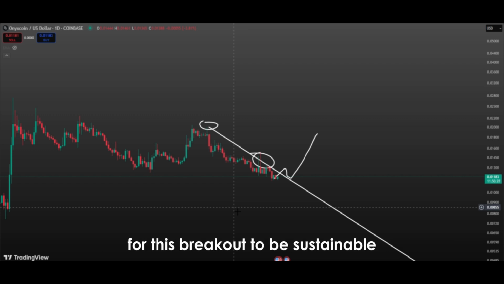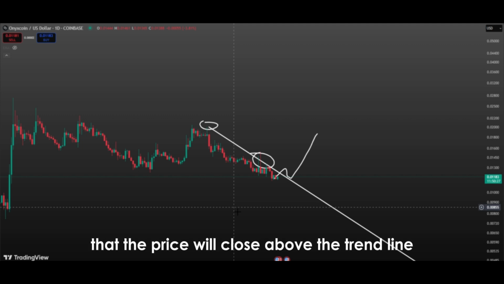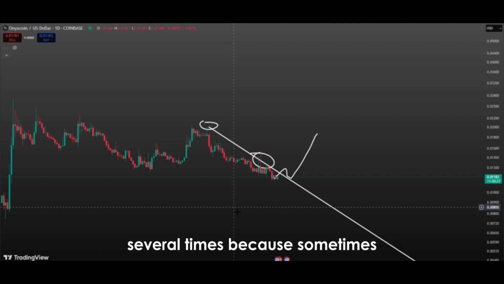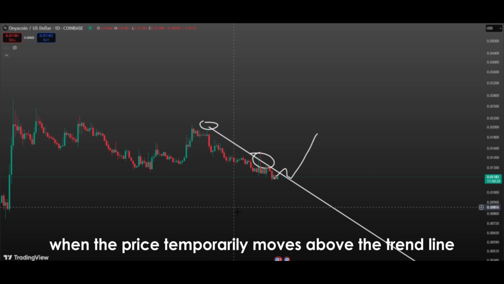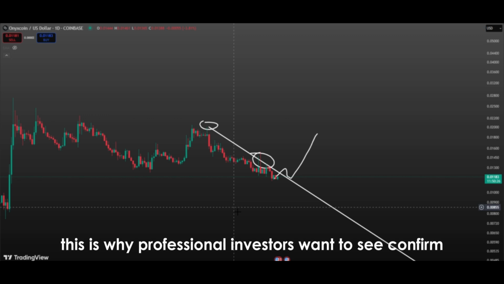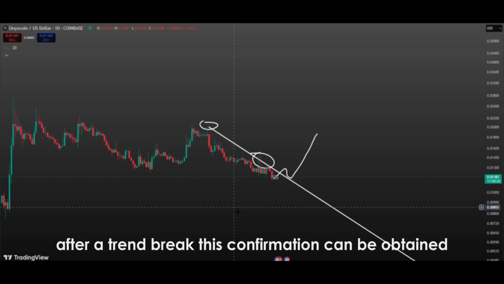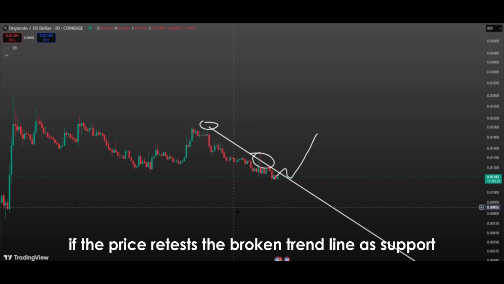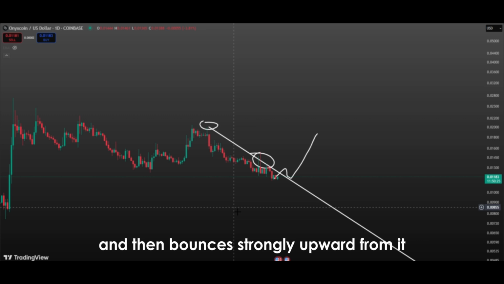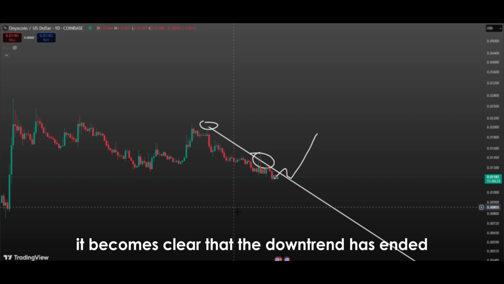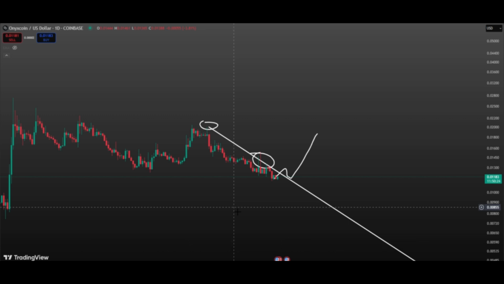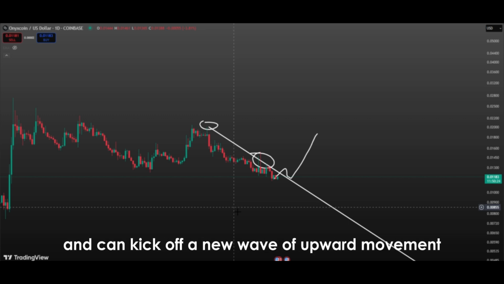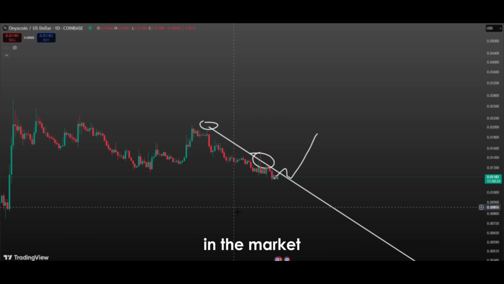For this breakout to be sustainable, it is generally expected that the price will close above the trend line several times, because sometimes false breakouts occur when the price temporarily moves above the trend line but quickly falls back down. This is why professional investors want to see confirmation after a trend break. This confirmation can be obtained if the price retests the broken trend line as support and then bounces strongly upward from it. If the price successfully passes this test, it becomes clear that the downtrend has ended and a new uptrend has begun. This strengthens buyer confidence and can kick off a new wave of upward movement in the market.